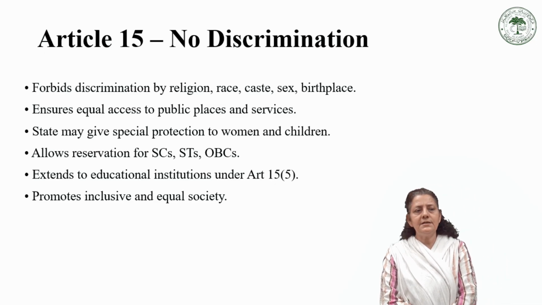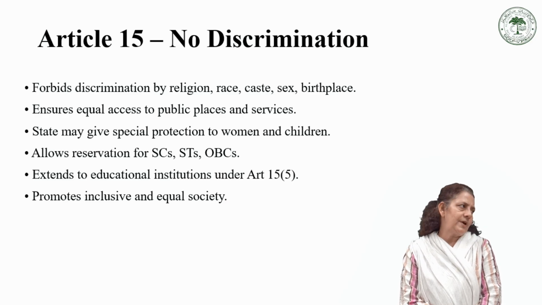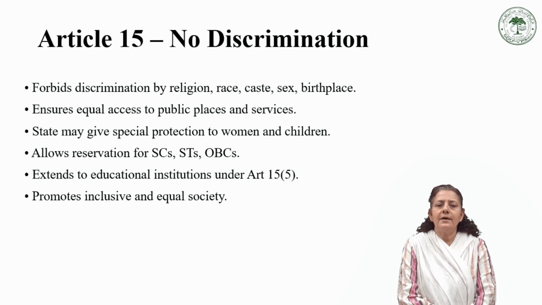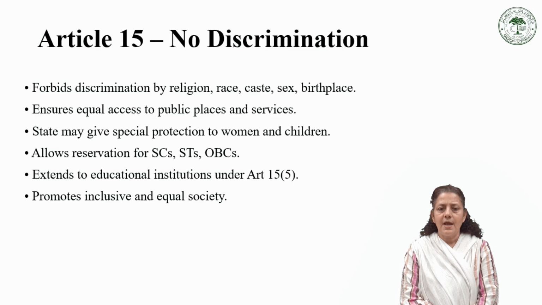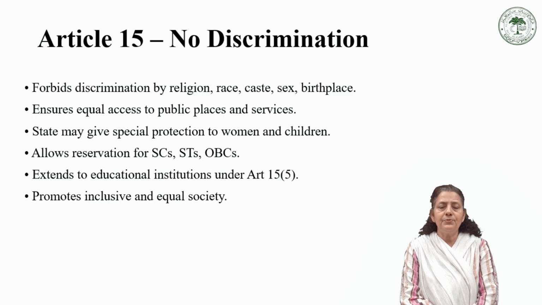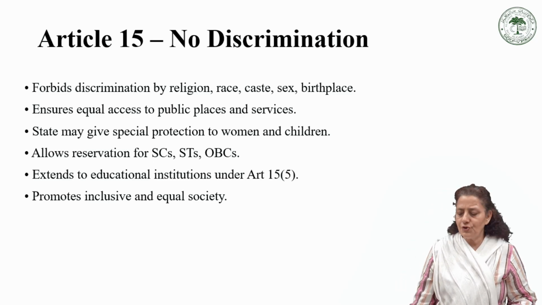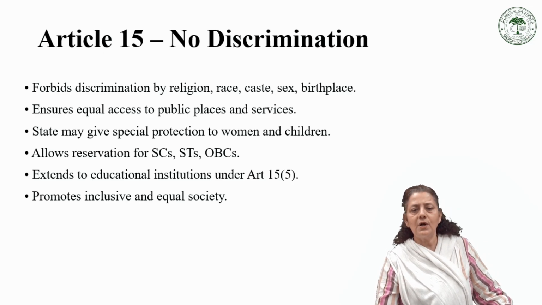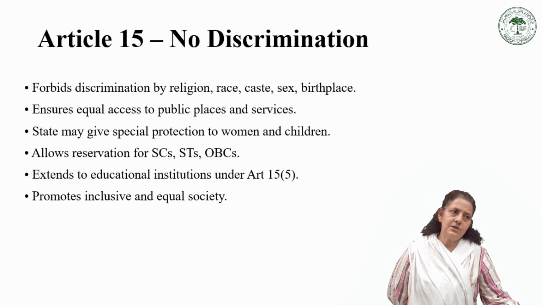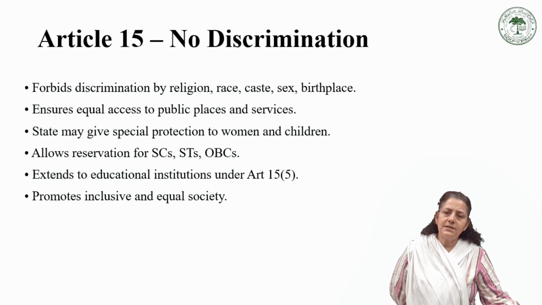The article also contains several clauses that allow the state to take positive steps towards achieving equality. Clause 3 empowers the state to make special provisions for women and children. This ensures their protection and welfare. Clause 4 allows the state to make special provisions for the advancement of socially and educationally backward classes, scheduled castes, and scheduled tribes. Clause 5, added later, extends these provisions to educational institutions, including private ones, except minority institutions under Article 30. This ensures that disadvantaged groups have better access to education.